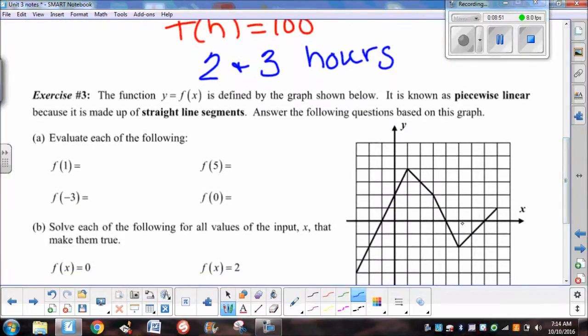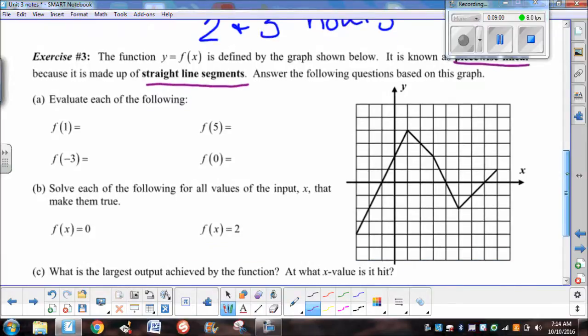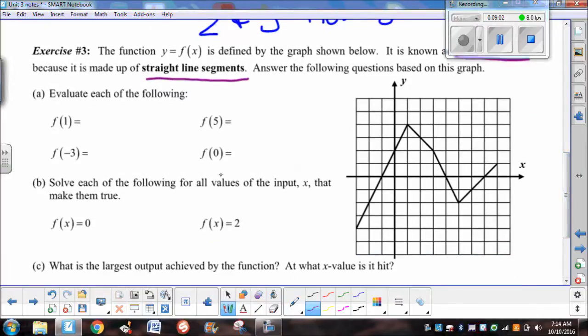So now we have a graph, and this graph is known as a piecewise linear because it's made up of straight line segments. Okay, we have different linear pieces pieced together here. So now we're going to read the graph. F of 1. So where is f of 1? Remember, this is my input, or my x. So go to where x is 1, which is right here. Travel up, read the graph, and what is that y value? And that y value is 4.